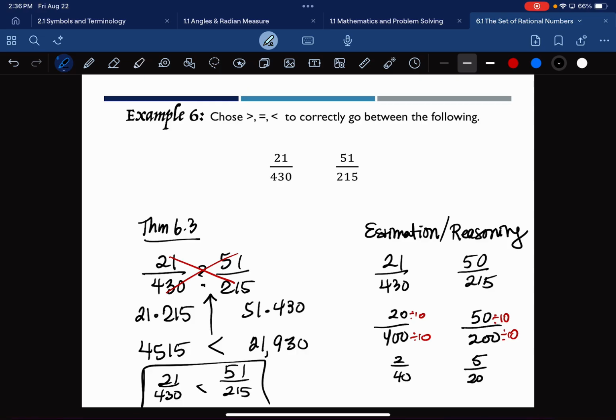We could reduce them a step further. They very quickly clean up in a way that you can see that the first one's much smaller than the second one. Okay, so that's reasoning our way, or estimating our way, through.